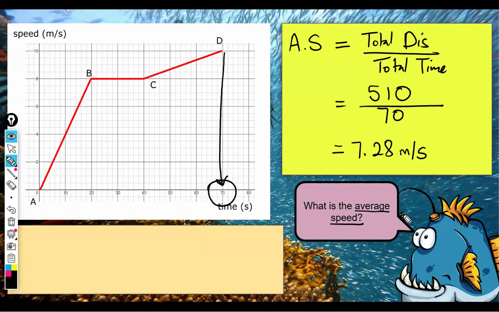If you have it as a fraction, that's 510 over 70, right? Or some people put 7 and 2/7 meters per second. Any one is correct, right? But look for your mistakes. And guys, some people are saying it's 0.14. It's not that. The 510 goes on top. The 70 goes underneath.